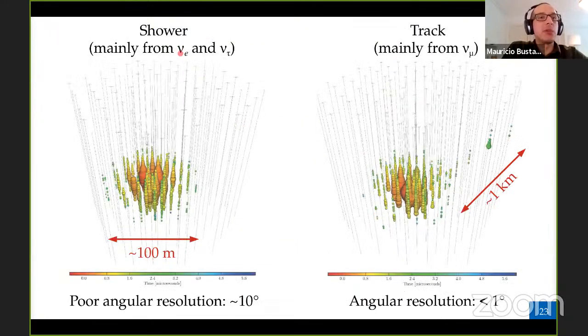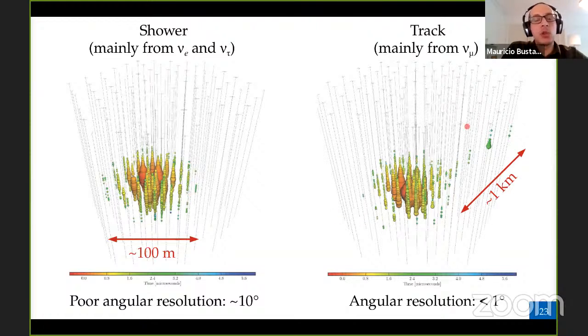Showers are made mainly by nu e's and nu taus, and they are sort of spherical in shape. What you see here is the light hitting each one of the photomultipliers in the buried strings of IceCube. This is a real event, if I'm not mistaken. The neutrino interacted somewhere in the center of this blob and created a particle shower of about 10 meters or so in size. And the shower itself that you see here is the photons that have propagated outwards for a few hundred meters. And in the process, they have left an imprint in the photomultipliers.